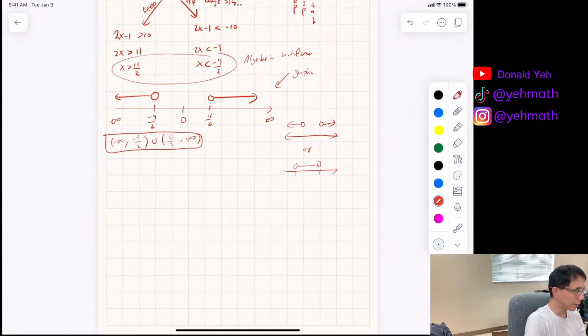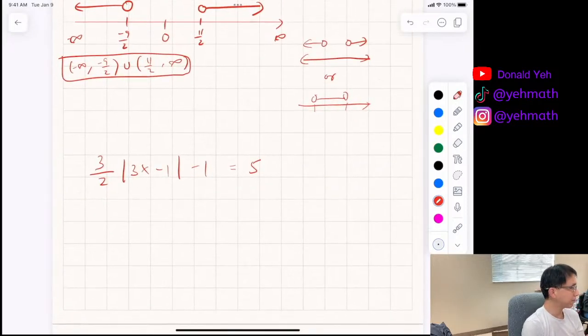Okay, let's try to change that. Let's put it a little bit different, okay? I'm saying 3 over 2 of 3x minus 1, minus 1 is equal to 5. I want you to solve for this. I just changed it up a little bit. See if you guys can adapt.